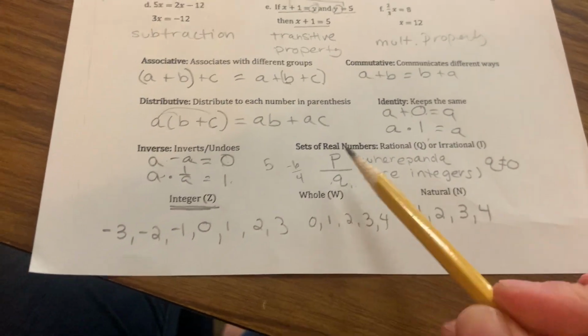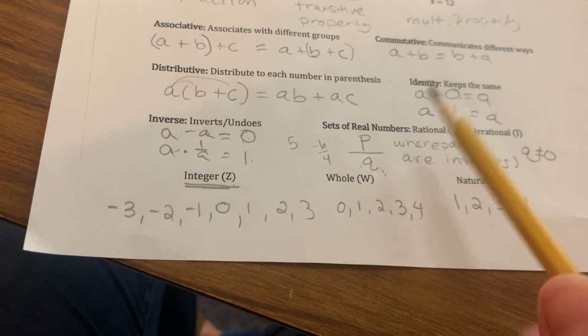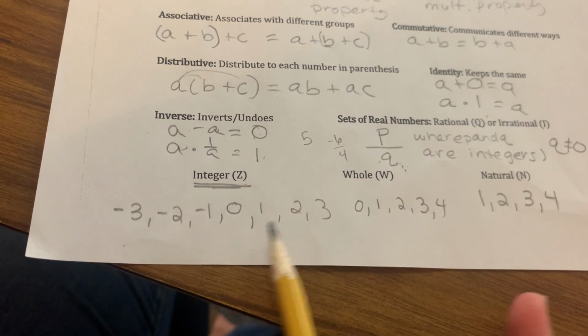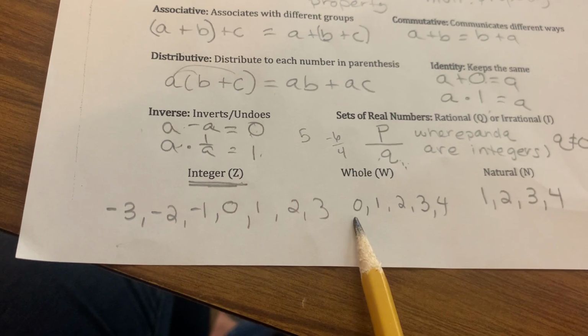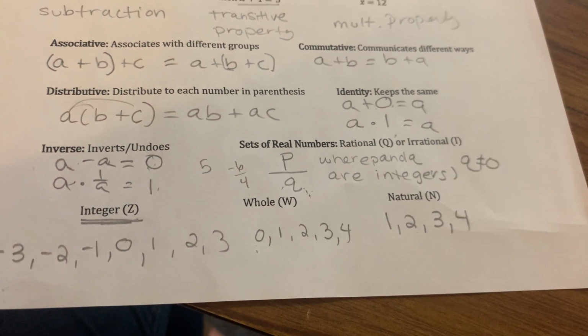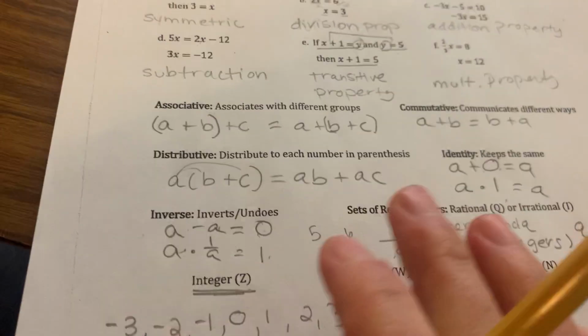Okay? So we have to make sure that Q is anything but 0 when we have a rational number. Other numbers are integers. Integers are negative and positive whole numbers. Whole numbers are the natural numbers with 0. Natural: 1, 2, 3, 4. What would you naturally count to in mathematics? When you were like a baby, you would start with 1. You wouldn't start with 0. You'd start with 1.